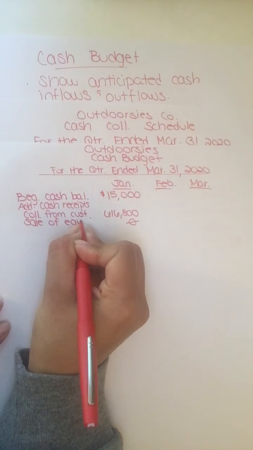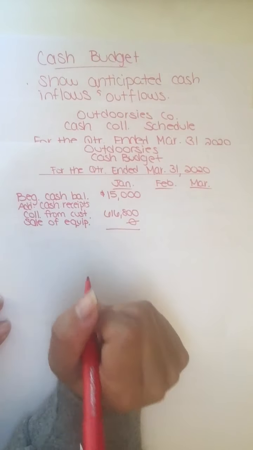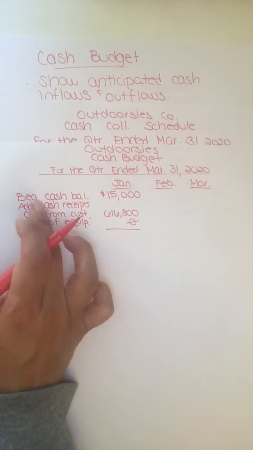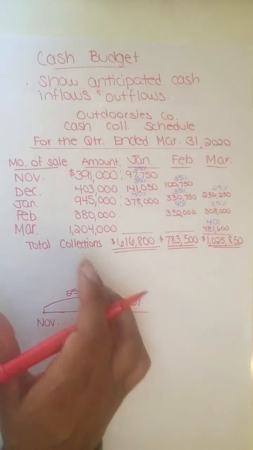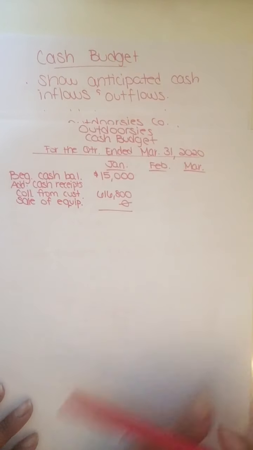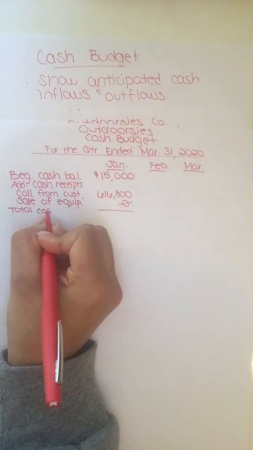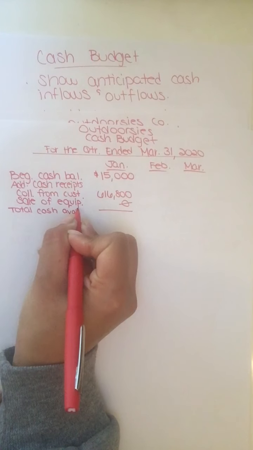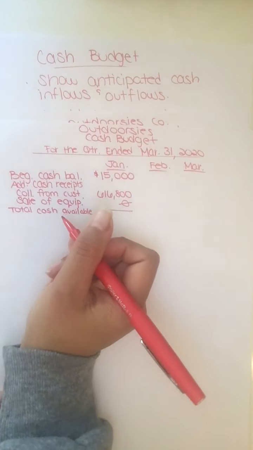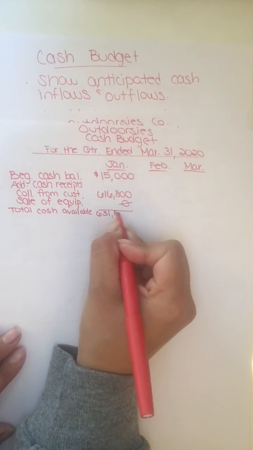Sale of equipment. Okay, so that's all the cash receipts that we have for January. Remember we said when we add our cash receipts to our beginning cash balance, we call that total cash available. So let's go ahead and indicate that on the row. Total cash available. Round it up, and you should get $631,800.